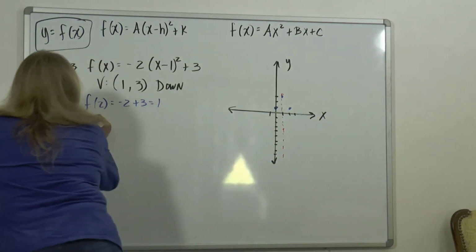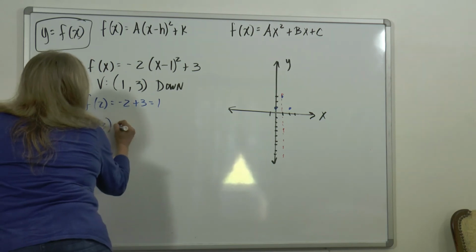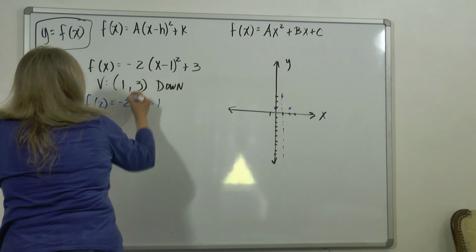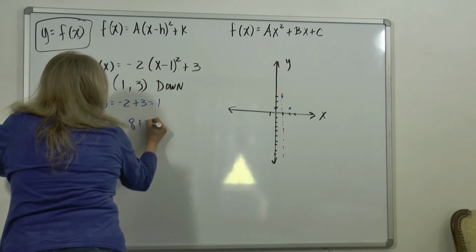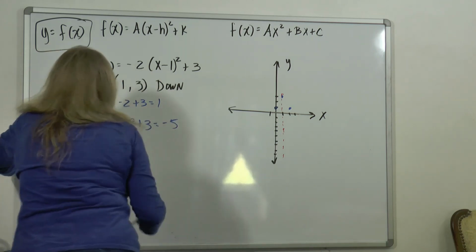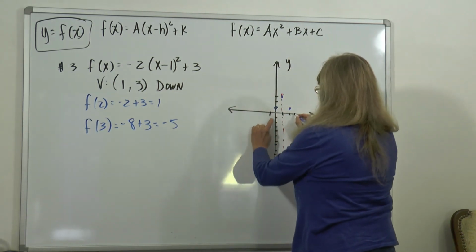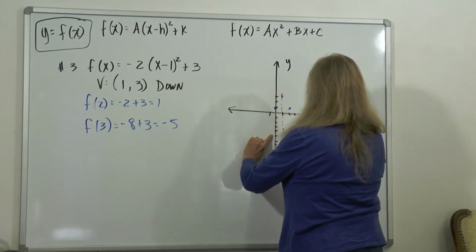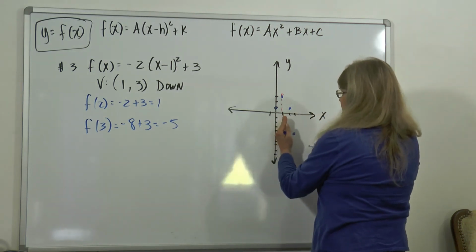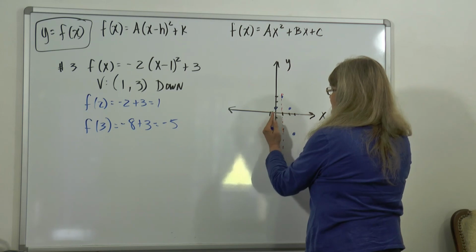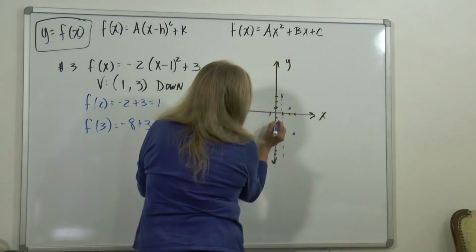One more point. 3. 3 minus 1 is 2. 2 squared is 4. 4 times -2 is -8. Plus 3 is -5. So 3, -5. So 3, 1, 2, 3, 4, 5. Okay, 2 spaces to the right drops down to -5. 2 spaces from your axis of symmetry drops down to -5.